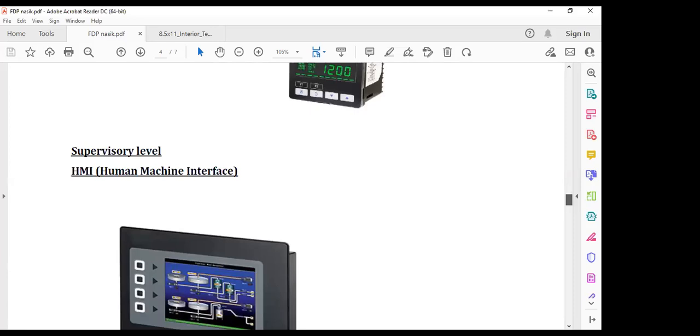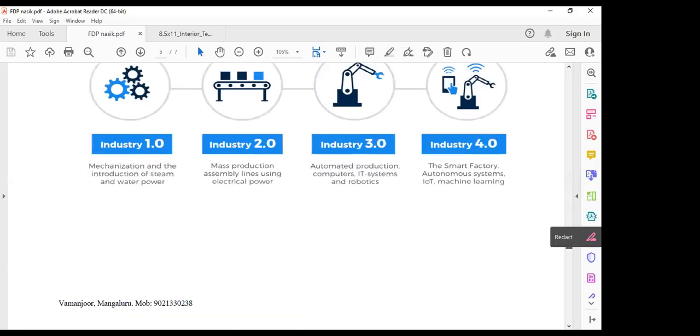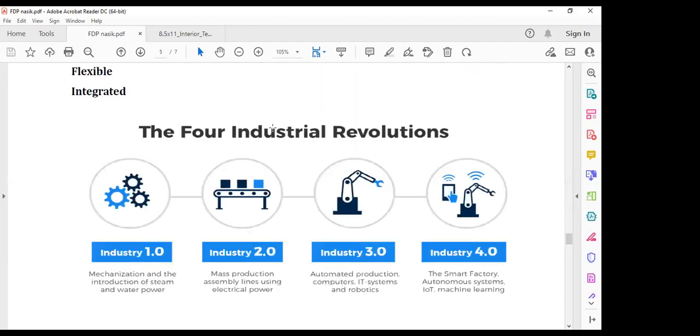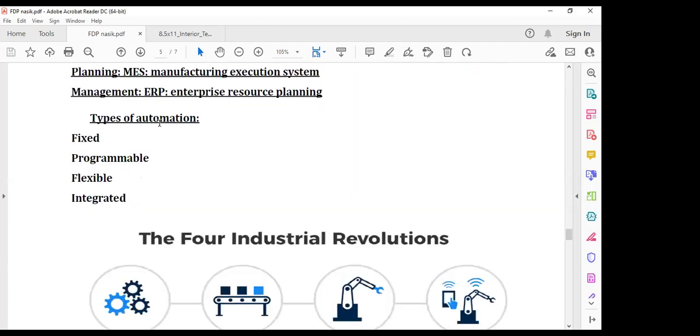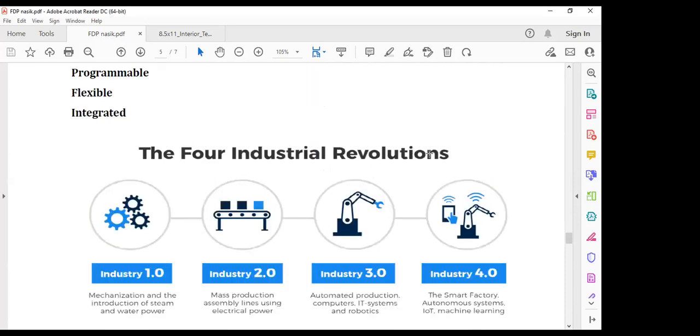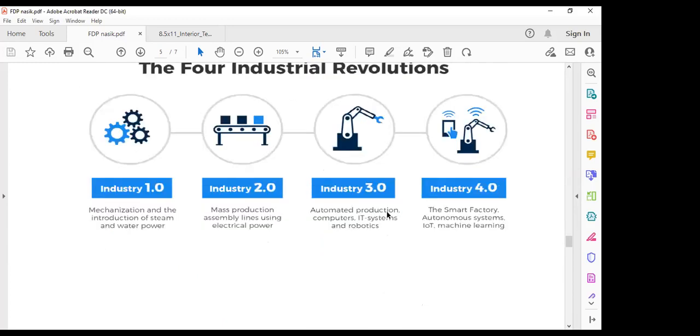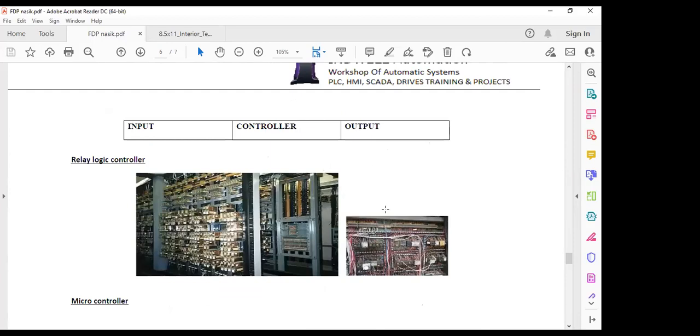But I shall start the discussion. See, these things you have already understood, right? In previous sessions. Type of automation you have understood already. These revolutions also, 1.0, 2.0, 4.0, you have understood all these things. So I won't go into that. I shall start my session from here. Controller.